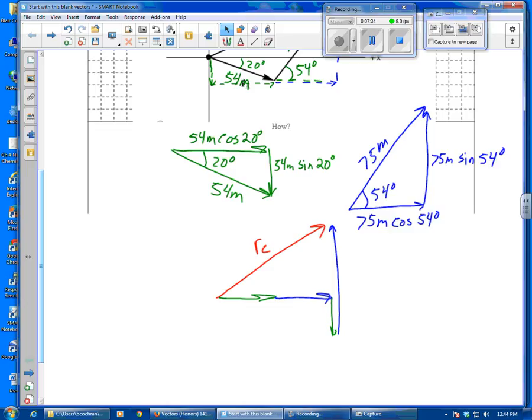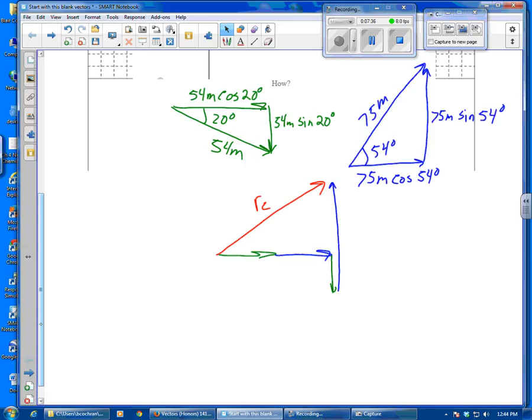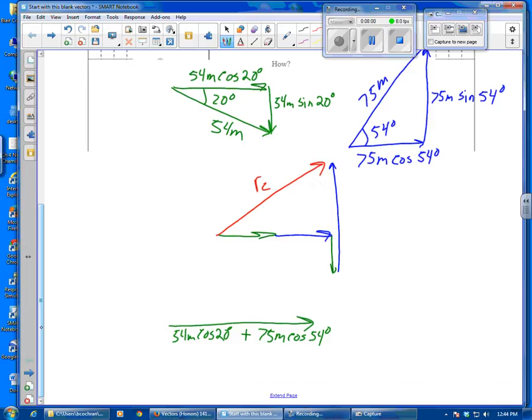Mathematically, what I'm going to do here, I'm going to take this value for I want to figure out this component. That's going to be 54 meters cosine 20 degrees plus 75 meters cosine 54 degrees, because those two add together to be that one.